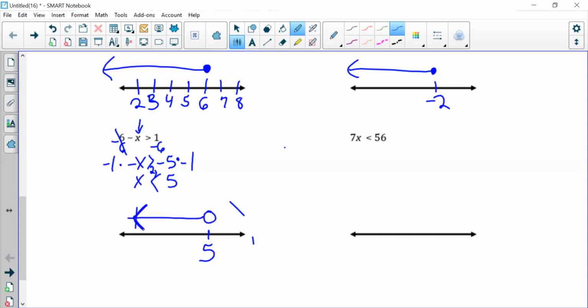All right, next, 7x is less than 56. I want x by itself, so I'm going to divide both sides by 7. So x is less than 8. Once again, put down my 8. It's just less than, so open circle, not a filled-in dot, and I want less than.